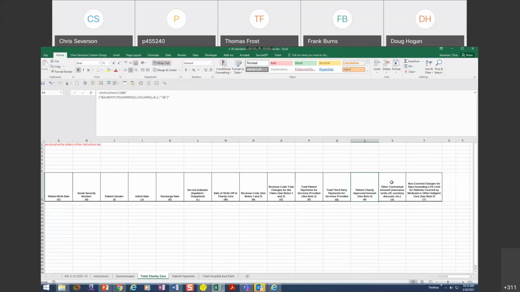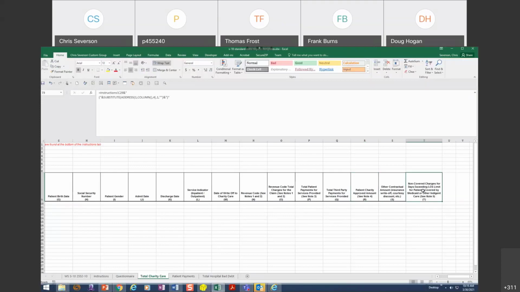Now we have this column S, other contractual amounts. These are things that were not really payments of any sort. They were offsets to revenue, but not necessarily the offset to revenue that's allowed for charity care. So it could be an insurance write-off, a courtesy discount, anything that's not allowed for charity care. So if it's not part of your policy, then it would go in column S versus column R.